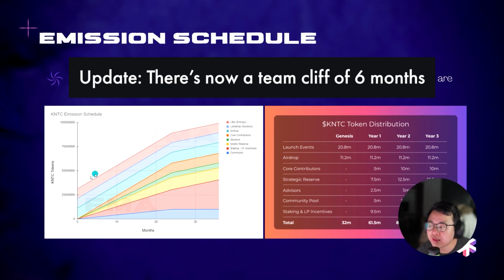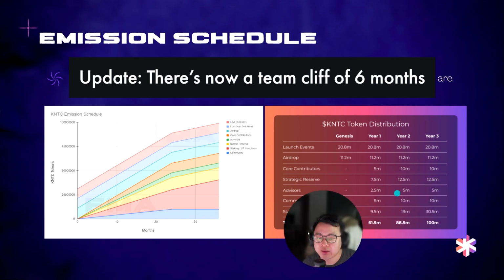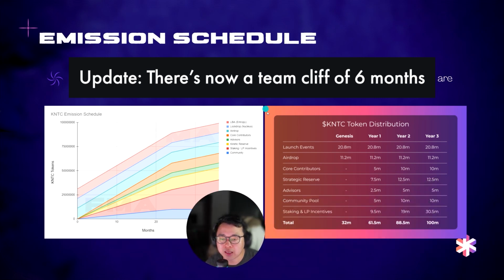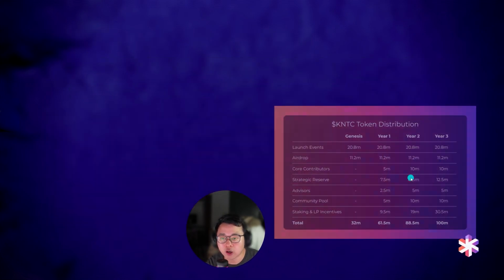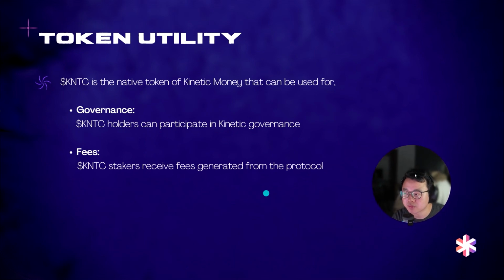So we have created a KNTC emission schedule, and you can see the emission schedule over here. And the token distribution details are here as well. At launch, there's already 32% of the supply out, and by the first year, 61% of it will be out. And then year 2 will have 88%. Just something to take note of, that there is linear daily vesting for the core contributors and advisors.